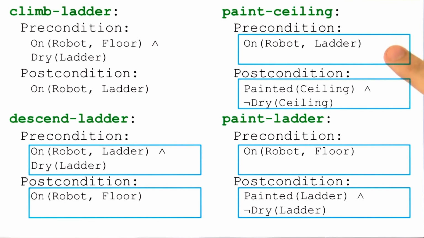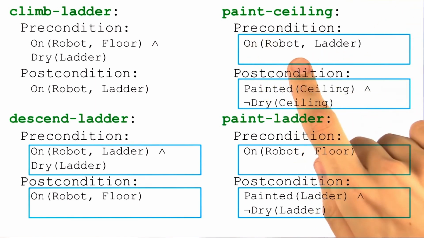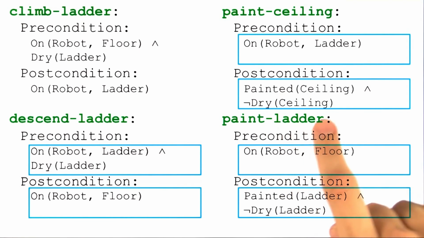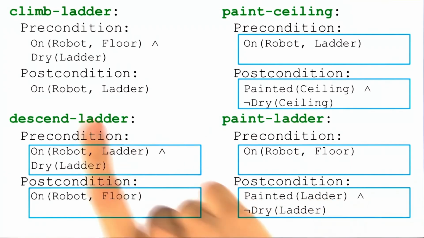For paint ceiling, we know that the robot has to already be on the ladder in order to reach the ceiling, so the precondition here is that the robot is on the ladder. After it's painted the ceiling, we have two things. The ceiling is now painted, and the ladder is not dry. We haven't seen this before, but this goes back to what you were saying, Ashok, about we have to explicitly negate things that were true in the world before. The ceiling was dry, but now it's not dry.